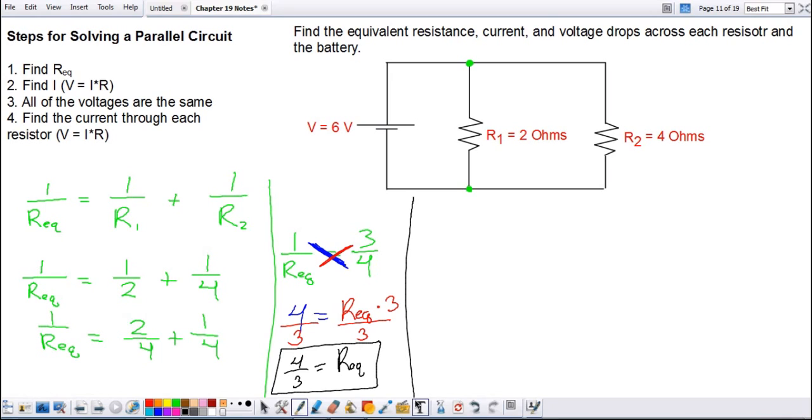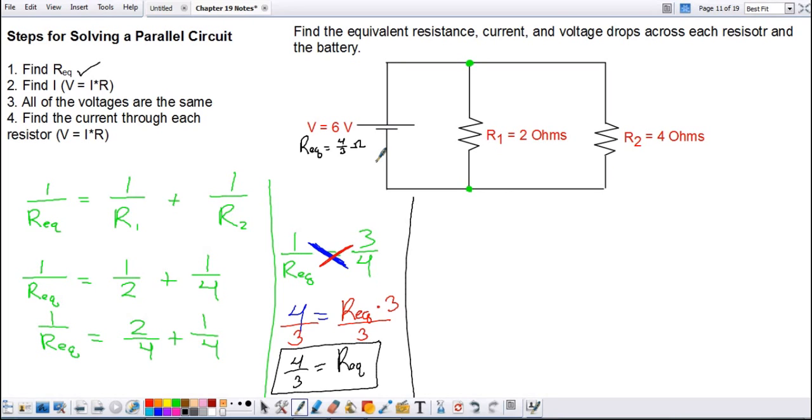All right, so we found the equivalent resistance. Now remember, the equivalent resistance is what the resistance would be if we were to combine these and make it 1. It's also the resistance at the battery. So we're going to go ahead and write the equivalent resistance is equal to 4/3 ohms. And now we're ready to start the next step.